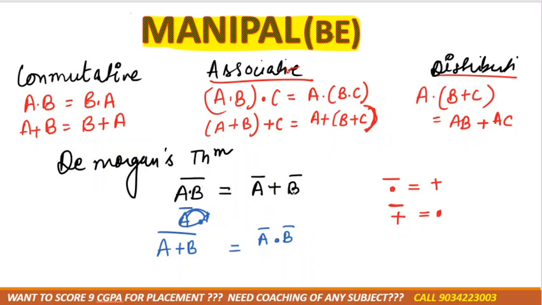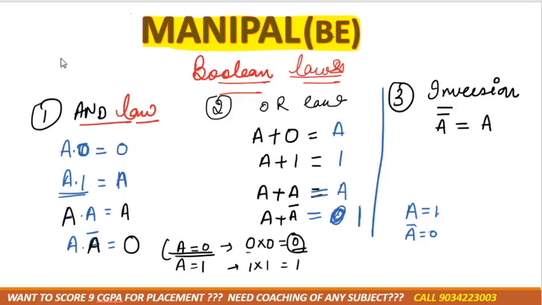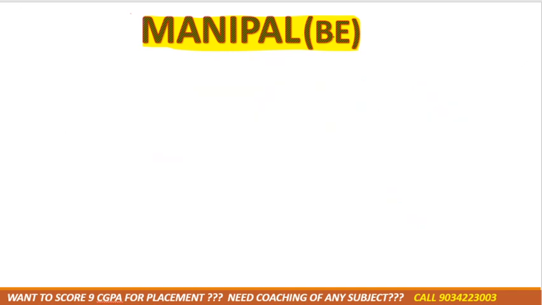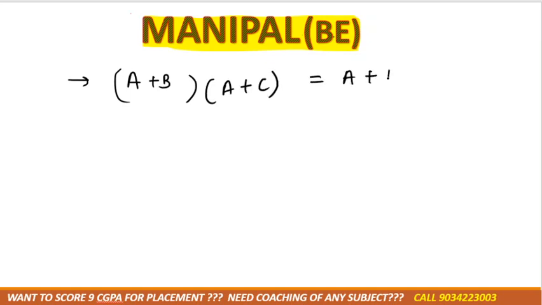Okay. These are the important laws and are called Boolean laws, which you need to remember. Now see how the question comes in your exam. They'll give an expression like (A + B)(A + C) = A + BC. So what they'll say is that you have to prove the following Boolean expression. Basically, you need to prove the left hand side equal to the right hand side.